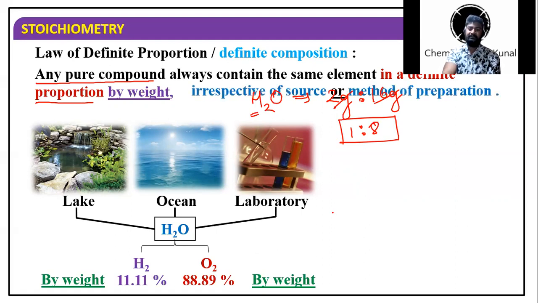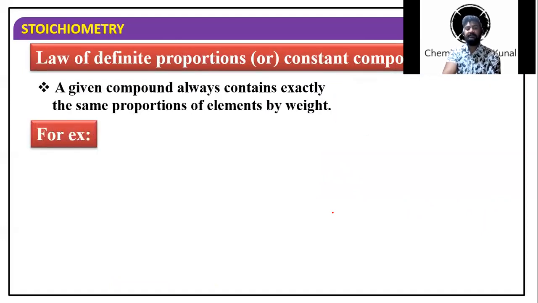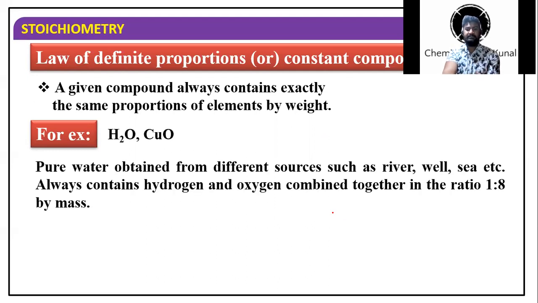This is what it means, irrespective of source. It doesn't matter from where it is coming, it's fixed. That is what the law says, right? It was given by Joseph Proust, as you can see, and he said that a given compound always contains the same elements in a fixed ratio. For example, pure water has a ratio of 1:8. Same thing I told you some time back. Next.